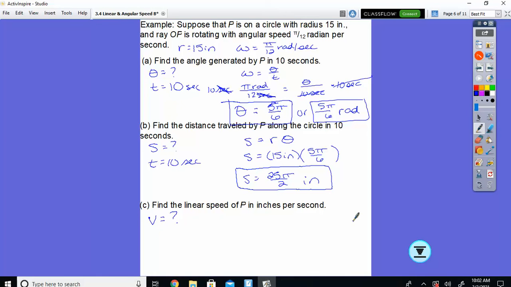Do I have S and T? Yes. Or I can do V equals R omega. Do I have R and omega? Yeah, so you get to pick. Which one do you want to use? S over T. S over T, okay.